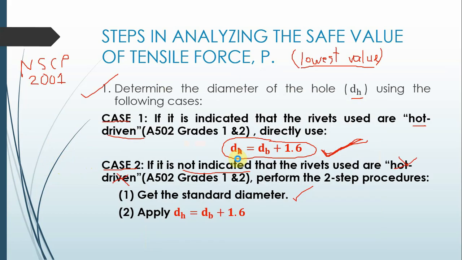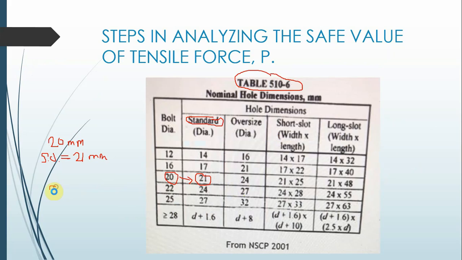Next, the second step is to apply it. Here you apply dB plus 1.6. So D sub H equals dB plus 1.6, and D sub H here is your 21 plus 1.6, which is 22.6 mm. So this is what we will use.